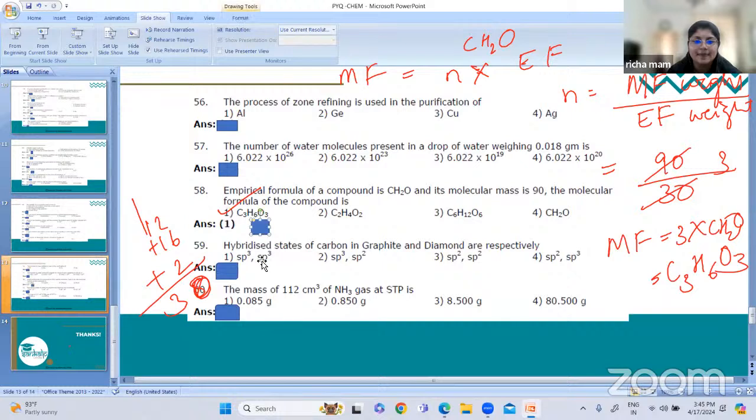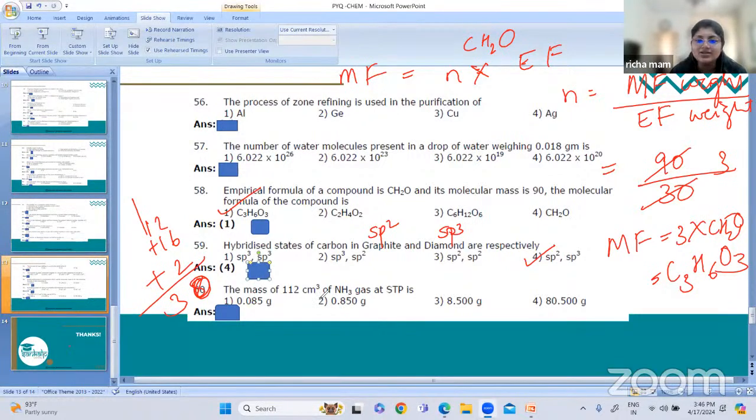Then, hybridized states of carbon in graphite and diamond are respectively. So what is the hybridization of carbon in graphite and diamond? It is sp2 and sp3. So option number 4 is the answer. The hybridization state of graphite is sp2, and in diamond it is sp3. So remember this, very important. Yes, Mehak has answered it correctly.